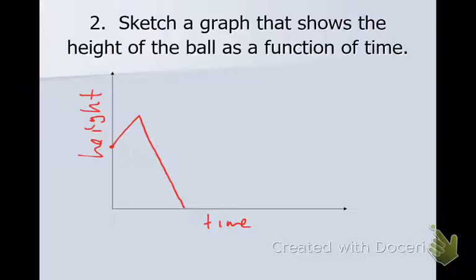So the height's going to be 0, and then as time goes, it's going to bounce back up, hit the ground again, bounce back up, and then it's going to bounce up less and less every time until it stops bouncing. And so that would be the height of the ball. You got to think about what the height would be as time moves. And that would be it. Okay?